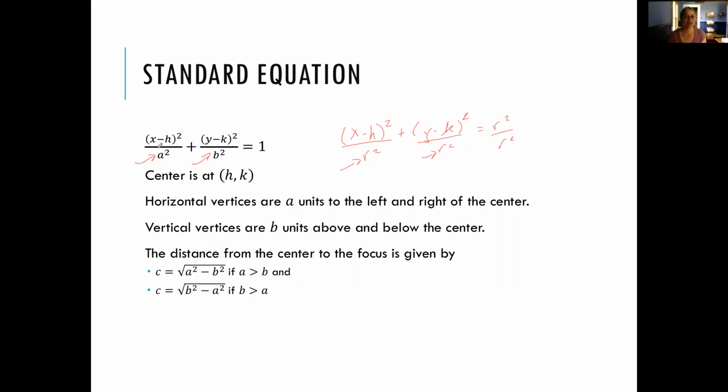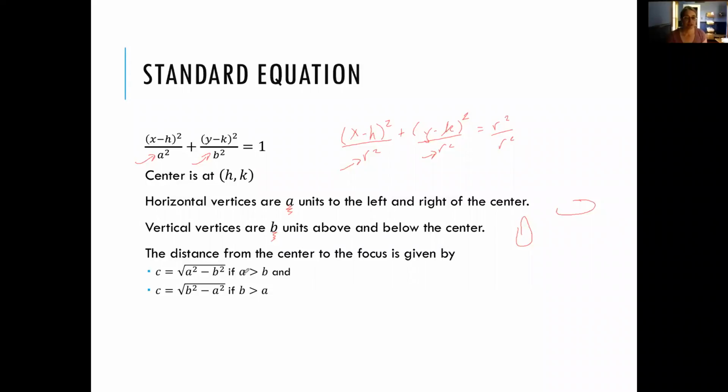Now, this is the standard form for either a horizontal ellipse or a vertical ellipse. The only difference is whether your foci are stacked one on top of the other or next to one another. For a horizontal ellipse, your horizontal vertices will be a units to the left and right of the center. Actually, there will be points on the ellipse that are b units above and below the center.